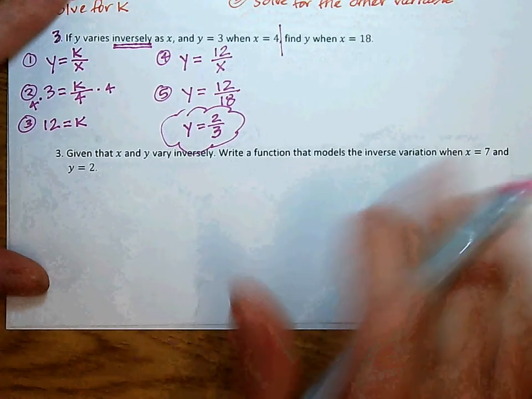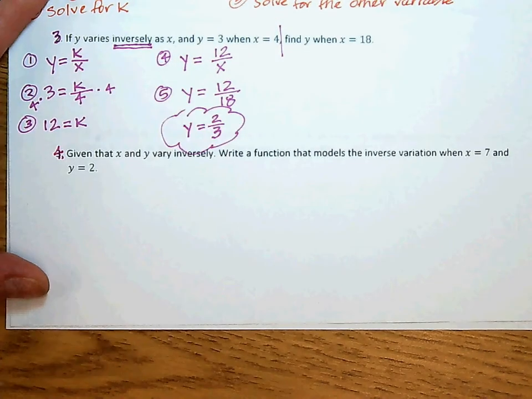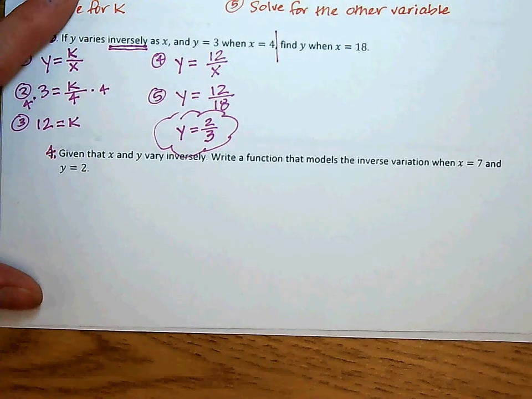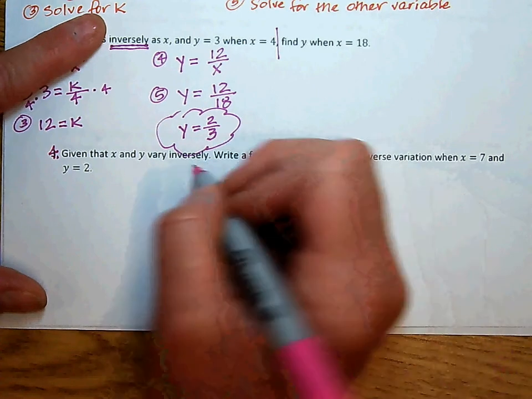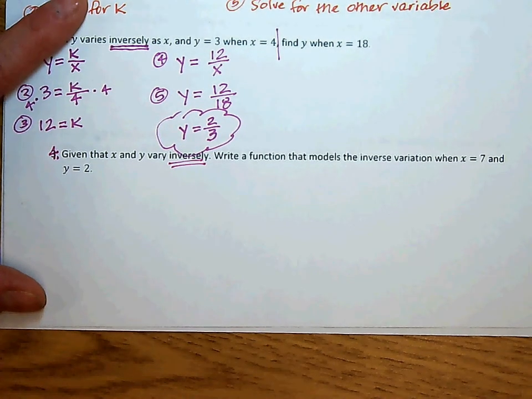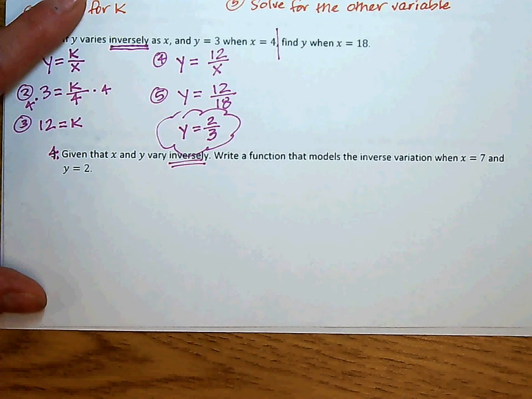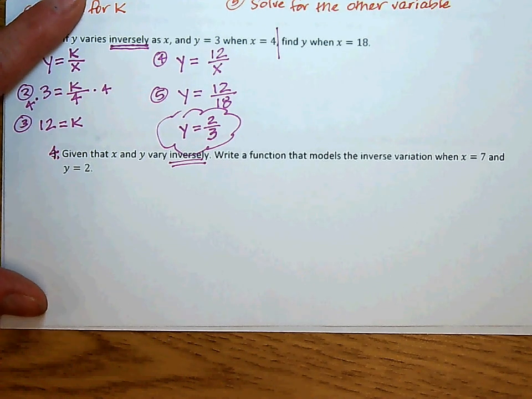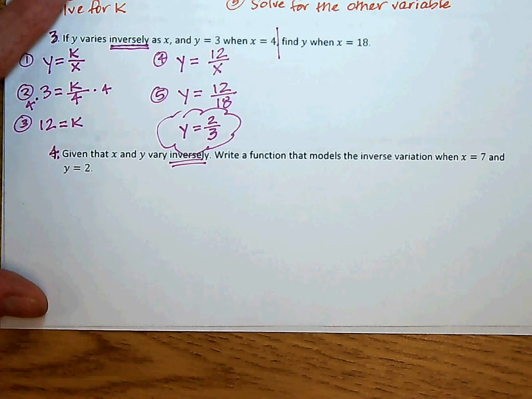All right, this is number 4. Given that x and y vary inversely, write a function that models the inverse variation when x equals 7 and y equals 2. So it says write a function that models the inverse variation. Okay? That's step 4. We need to go all the way to step 4.